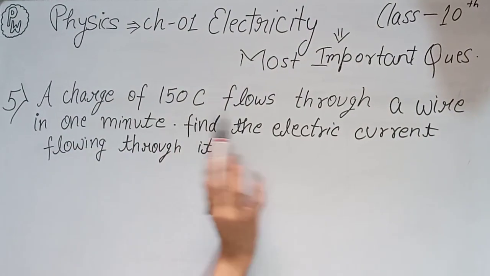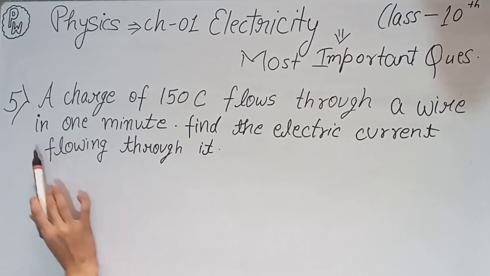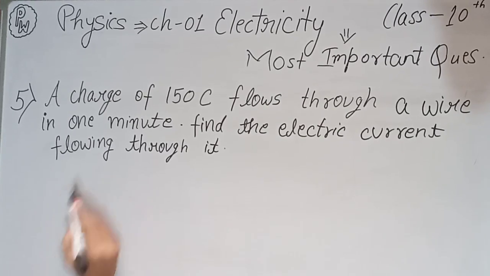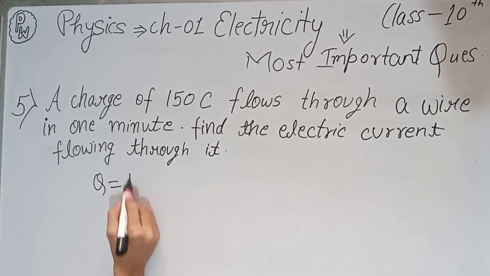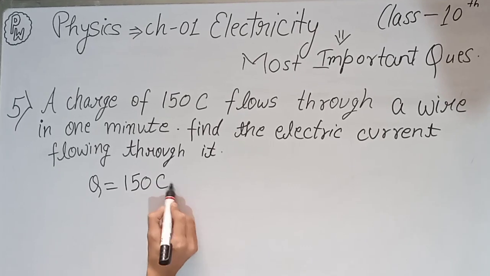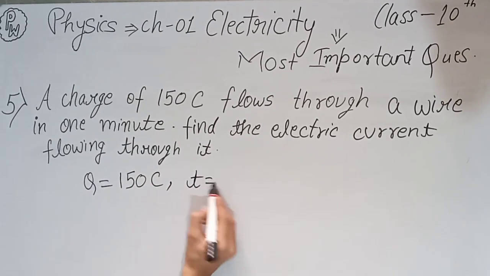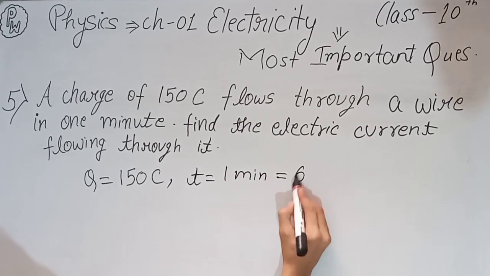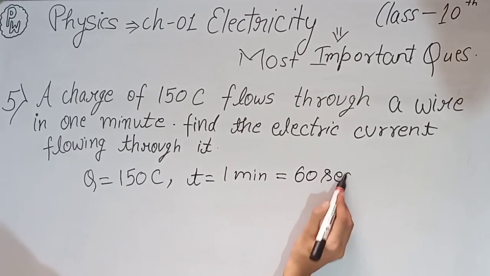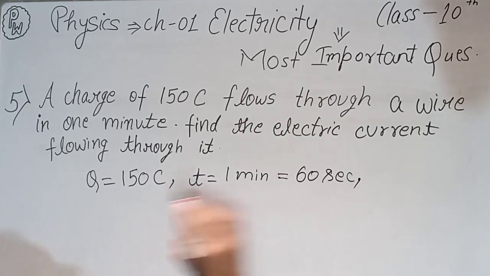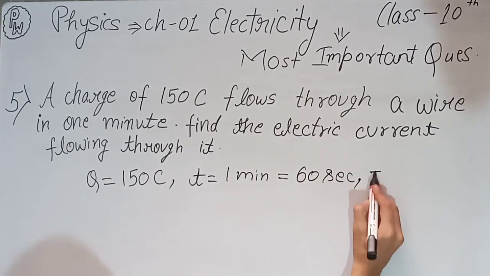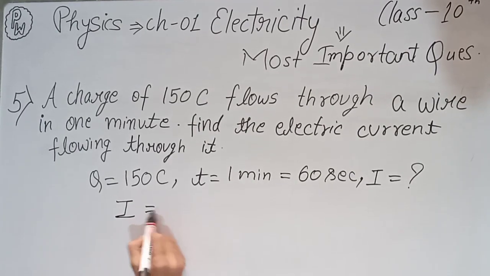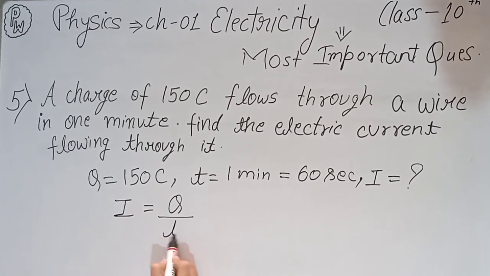Okay, here is the next question, that is question number 5. A charge of 150 coulomb flows through a wire in 1 minute. Find the electric current flowing through it. Here the charge is given as 150 coulomb, and the symbol of charge is capital Q, and time is given as 1 minute. You have to change that minute into seconds, so 1 minute equals 60 seconds, and you have to find the electric current, that is I.